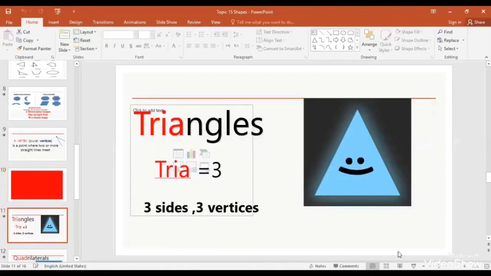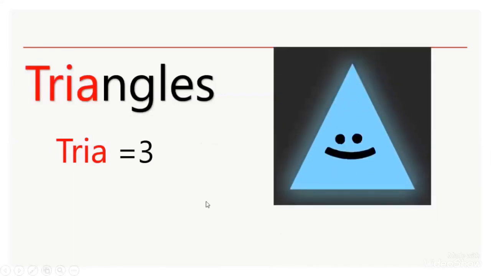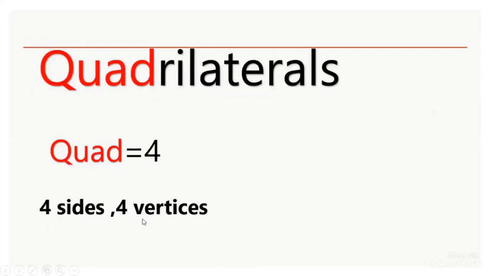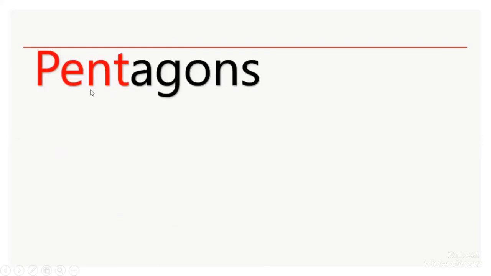Okay, let us start with the first shape. The first shape is the triangle. Triangle comes from the word three, tri. Tri means 3. It has 3 sides and 3 vertices. Now the second one is quadrilaterals. Quad means 4. Quadrilaterals have 4 sides and 4 vertices, like square, rectangle, and also this shape.